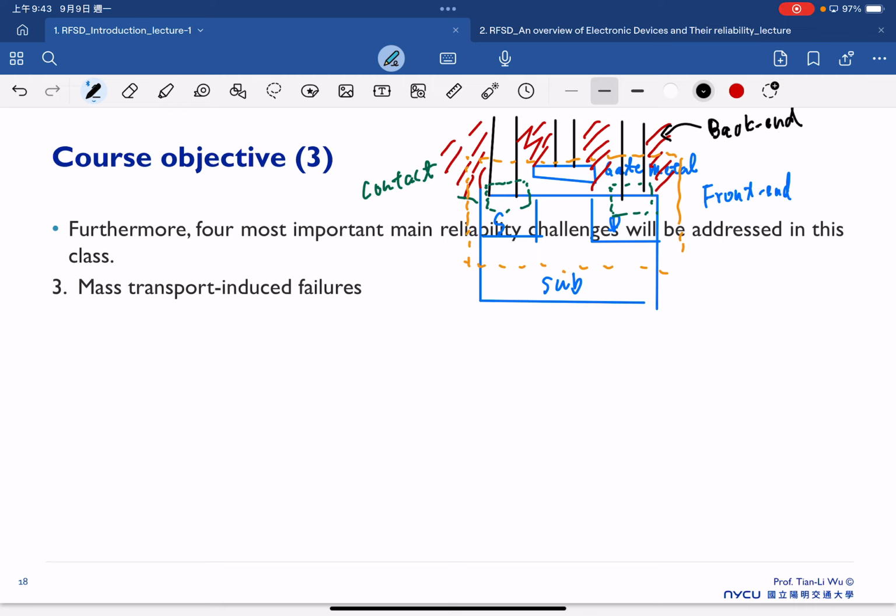But to be honest, we also have what we generally call the back end reliability. So basically, reliability is everywhere. As long as you have one semiconductor device, actually all the regions, no matter front end, back end, or even packaging, can possibly induce reliability issues.